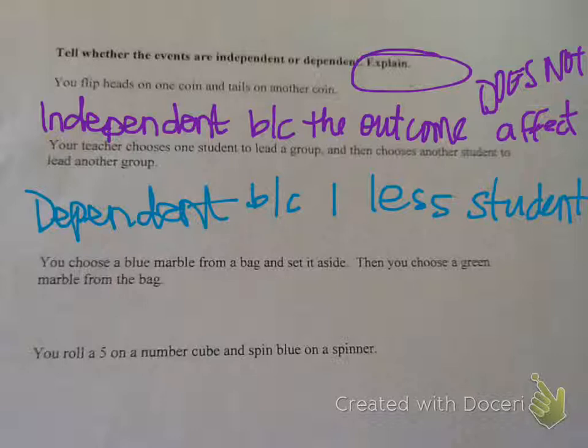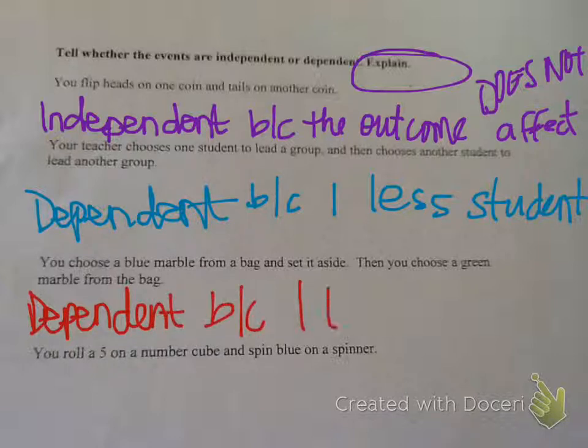Next one, you choose a blue marble from a bag and set it aside. Then you choose a green marble from the bag. So, after you choose a blue marble and you don't put it back in, there's one less marble to choose from, right? I mean, especially if there were only 2 marbles in the bag, then that would make a big difference. But if you take 1 marble out and don't put it back, it's dependent because there's 1 less marble. You guys are short a lot of marbles, but 1 less marble in this case.